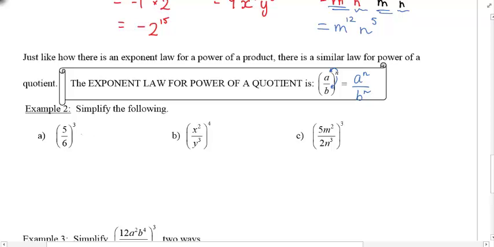5/6 all to the power of 3. That means I just distribute the 3 to the numerator and the denominator. And that's it. If I ask you to find the number, now we can go 5 cubed, that's 125. 6 cubed, that's 216. And there's your fraction, 125 over 216. Do the same thing with the next one, please.